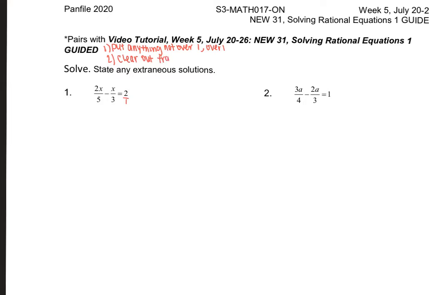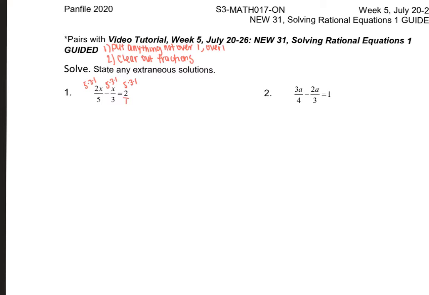The method to do this is this. You are literally going to take whatever is in the denominator and you are going to multiply it by every piece of this equation. So watch. You have a 5, you have a 3, you have a 1. You are going to multiply this piece by 5, 3, 1. You're going to multiply this piece by 5, 3, and 1. You're going to multiply this piece by 5, 3, and 1.